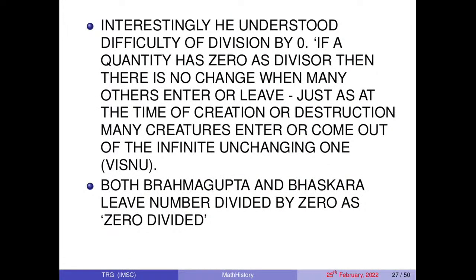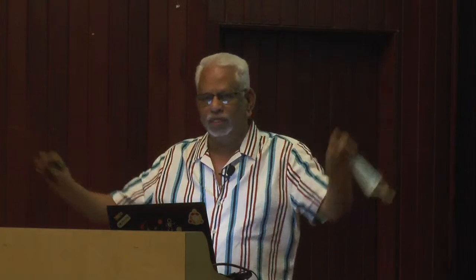Interestingly, he understood the difficulty of division by zero. If a quantity has zero as divisor, then there is no change when many others enter or leave, just as at the time of creation or destruction of many creatures, they enter or come out of the infinite unchanging one, Vishnu. I hope our current friends don't take this as the origin of Big Bang theory. Okay. Both Brahmagupta and Bhaskara leave a number divided by zero as zero divided. They don't know the answer, so they have left it as zero divided.